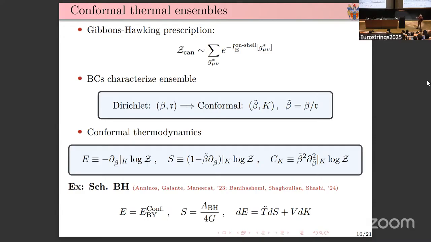And you can also write down quasi-local first laws like this, where you have the conformal temperature, this is your quasi-local energy, but you also get a term that goes like this, where this V here is proportional to the volume of your spatial boundary. Okay.